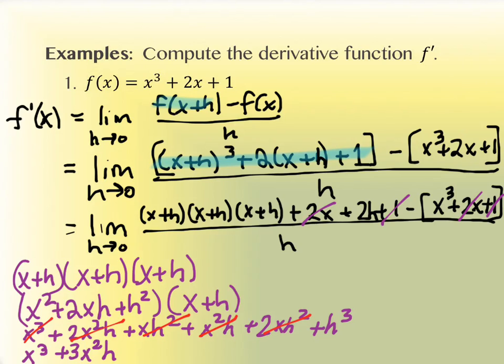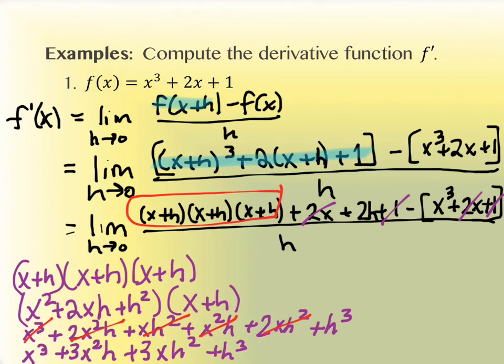So that gives me 3xh squared. And then the last one is h cubed. So all of those pieces are going to go right up here. That's the simplification of that part that had the three things multiplied.